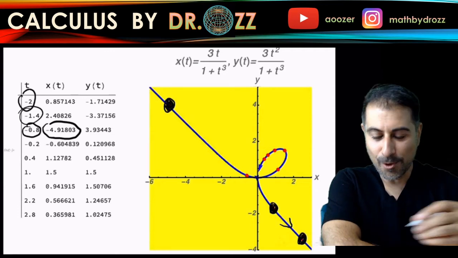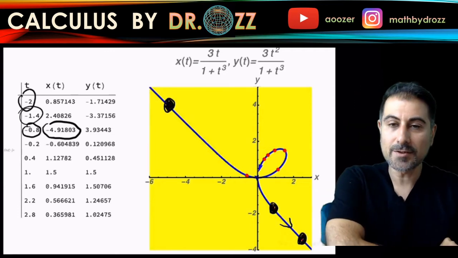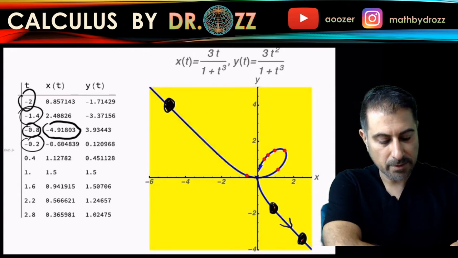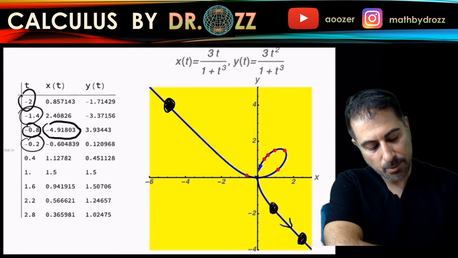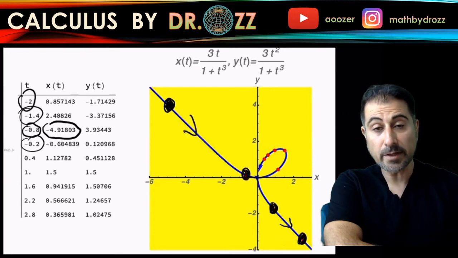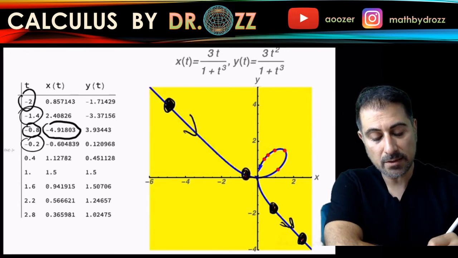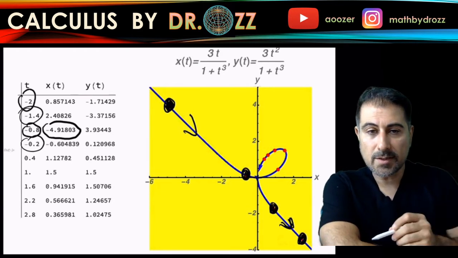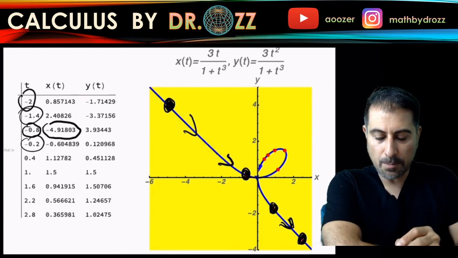And for t equals -0.2, I have -0.60 and 0.12 for y. Here we go. I'm right here. So for some reason, I'm going in this direction. I was going in this direction, but all of a sudden, I jumped to the second quadrant. Now I'm following this direction. Okay. So let's see what's going on for 0.4 and 1.